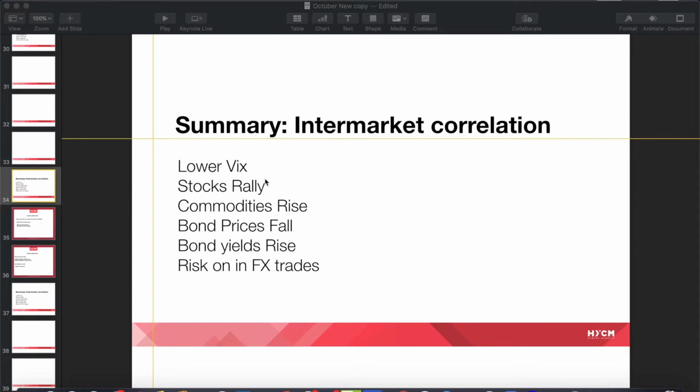Now, if you just take a look at this intermarket correlation slide, you can see that these following criteria help us recognize when the market is in what's called a risk-on mood. The market's always switching between risk-on and risk-off, so recognizing both a risk-on and a risk-off market is a crucial trading skill. Well, one of the first characteristics of a risk-on market is that you will have the so-called VIX lower.